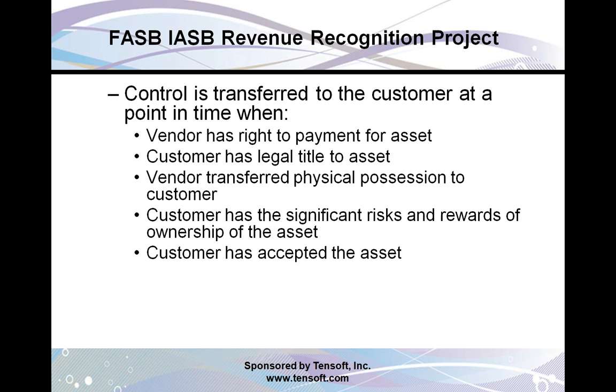The criteria for when control is transferred to the customer at a point in time is similar to our delivery requirements. It's when the customer has legal title to the asset and the vendor has the right to the payment for it. So, for example, the customer needs to accept the asset before it takes title to it and before the vendor has the right to payment. If it's a physical item, the vendor has transferred physical possession to the customer, and the customer has the significant risks and rewards of ownership of the asset. This is fairly consistent with our current approach for delivery criteria.